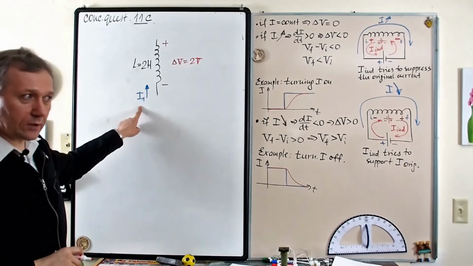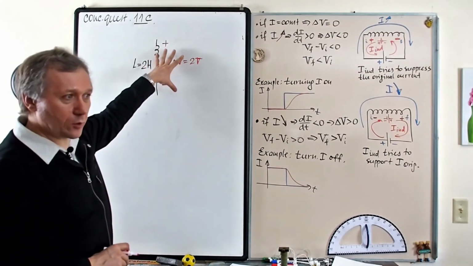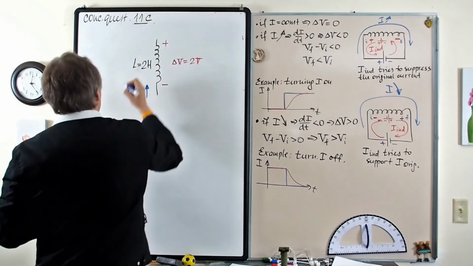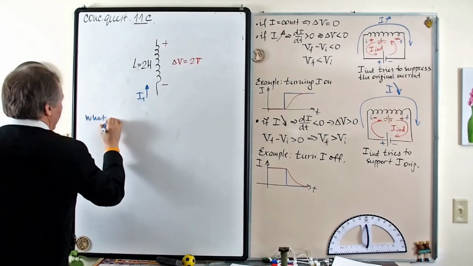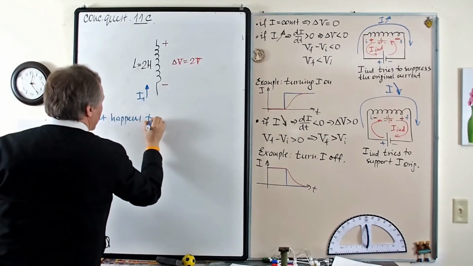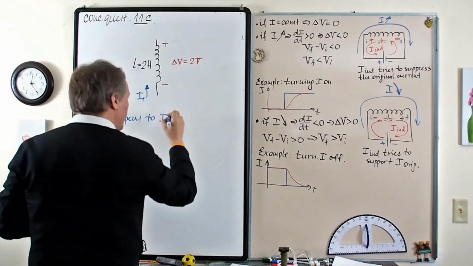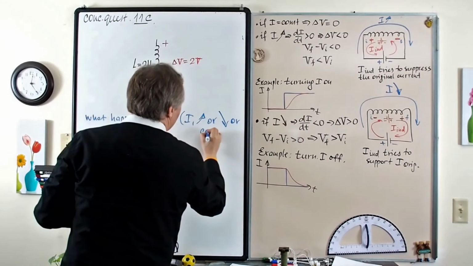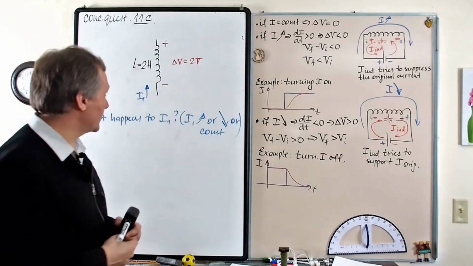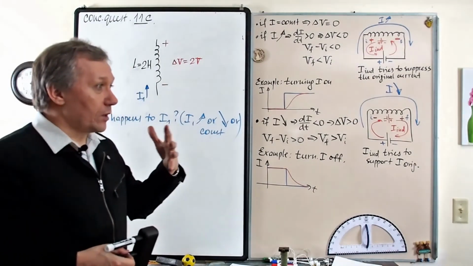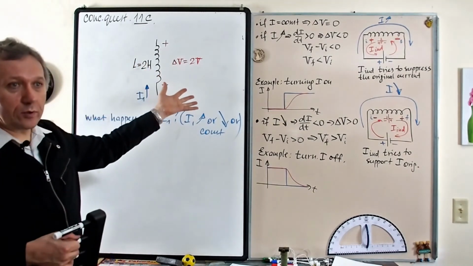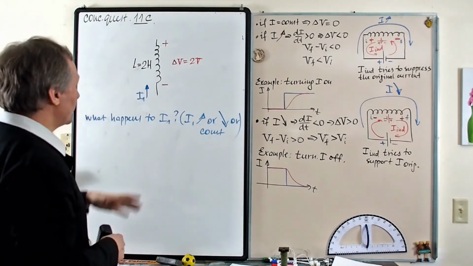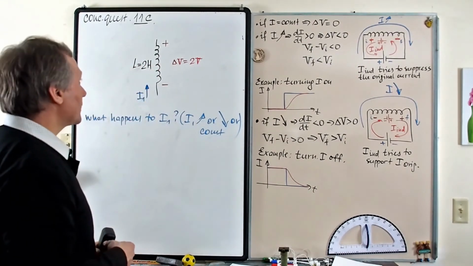Something happens to the original current, and as a result the inductor responds with this potential difference. So we need to answer the question: what happens to the original current I1? Is it growing, dying, or constant? It's conceptual, so we're not going to calculate it. We just need to analyze the response of the solenoid. But before I start analyzing, let me complete the circuit.